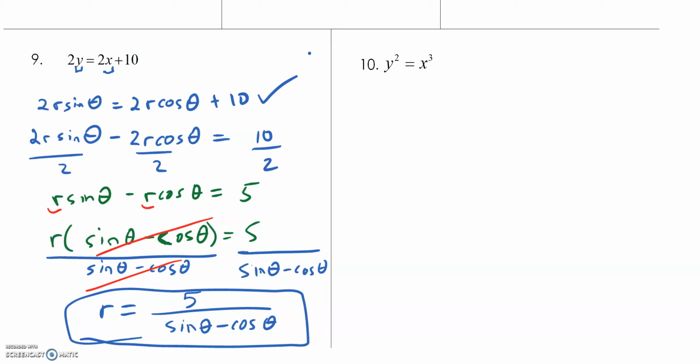Now there's two more examples. Number 10, we're using the same strategy as the last couple, where yes, I see a y squared. Yes, I see, well, not an x squared, but an x cubed. But this is x squared.